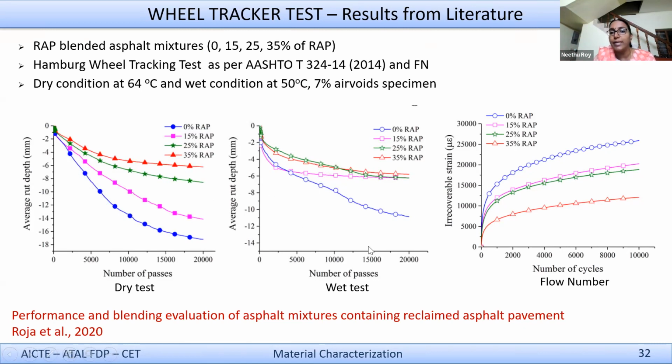Whereas when you do a wet test, this variation in response is not seen much. The difference between the RAP mixture and the normal mixture is somewhat visible, but whether 25 is better or 35 is better is not something that can be made out from this wet test. Okay, and this again is a flow number test, which we have discussed.